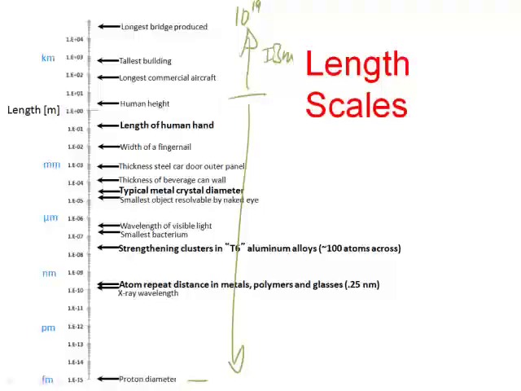Really, what we start to care about is the atomic repeat distance in metals, polymers, and glasses. That's about 0.25 nanometers, the international standard unit, or about 2.5 angstroms. That's about as short a length scale as material scientists tend to think about. And then we stop thinking about things at around a few times human height. It's still in here. We've got about 10 orders of magnitude, which is a mind-bending amount.